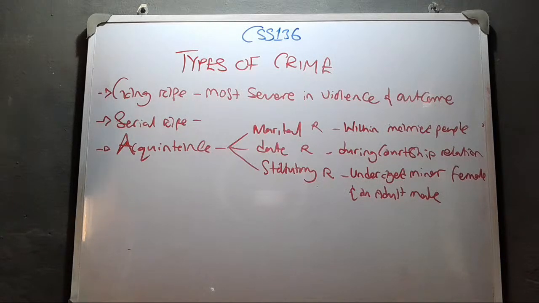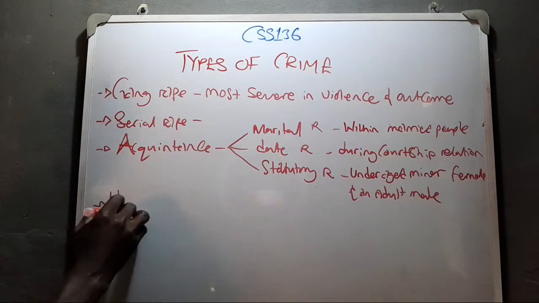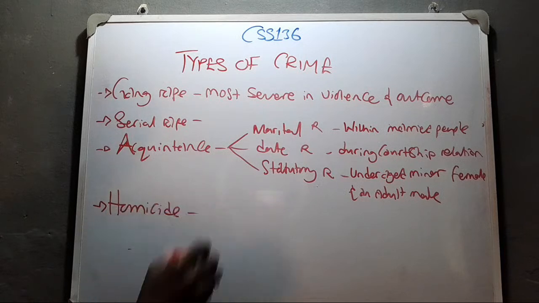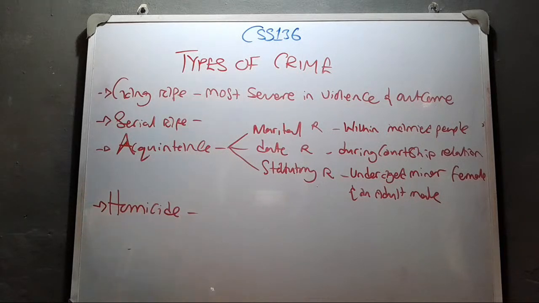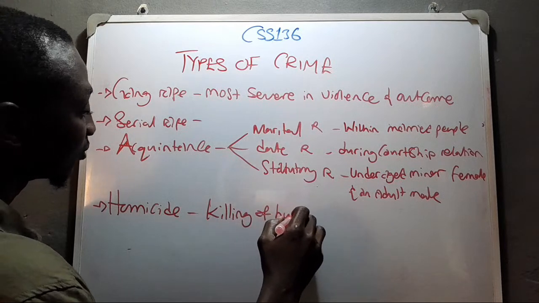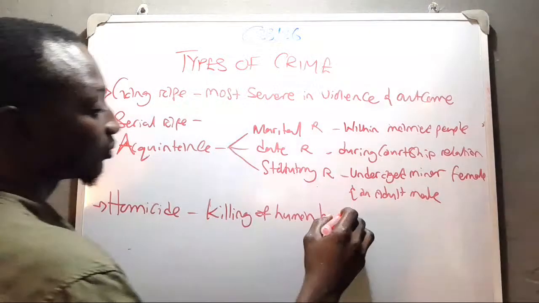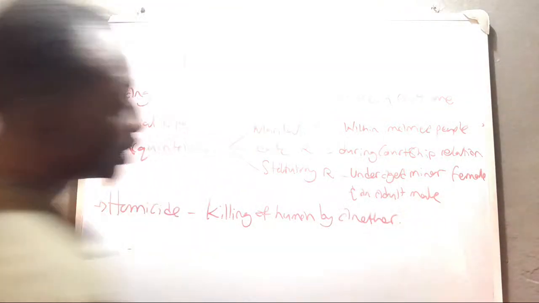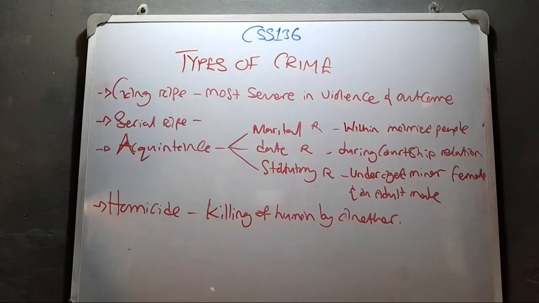Now let's continue. Now we have homicide. Homicide is the name given to all killings of a human being by another human being. This is the name given to the killing of a human by another.